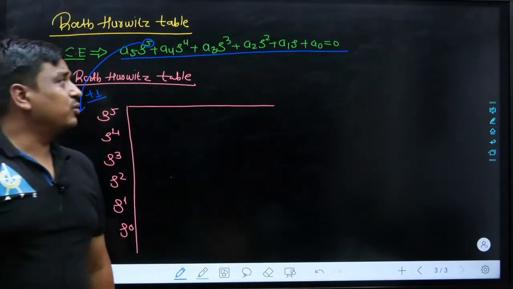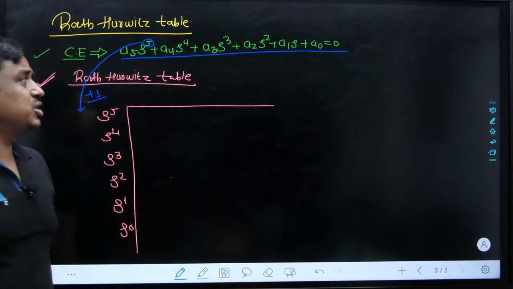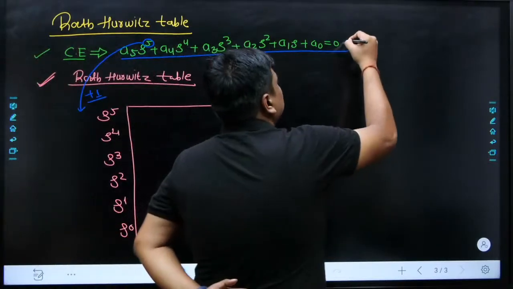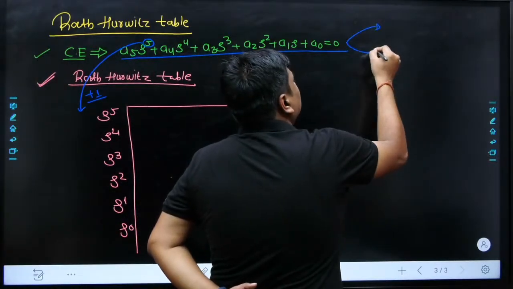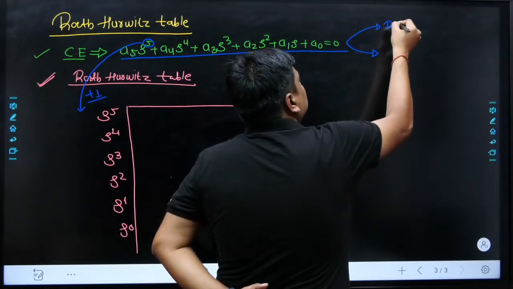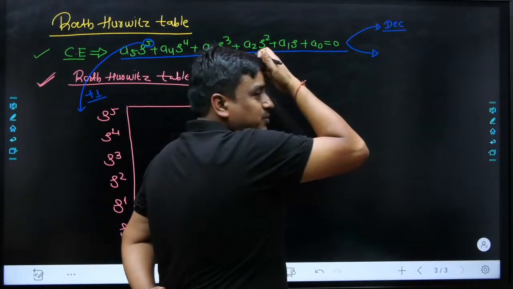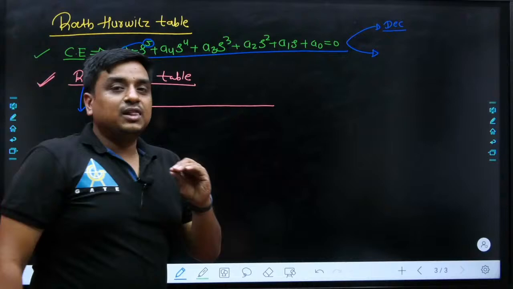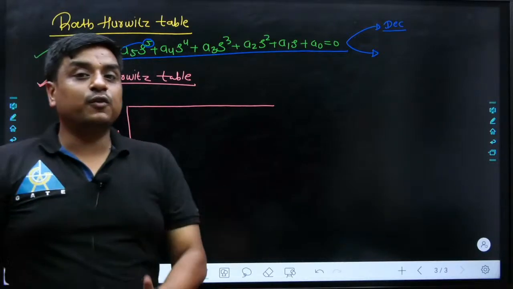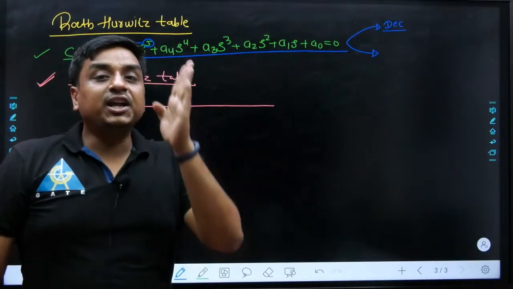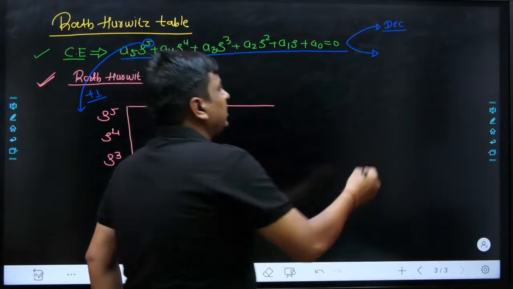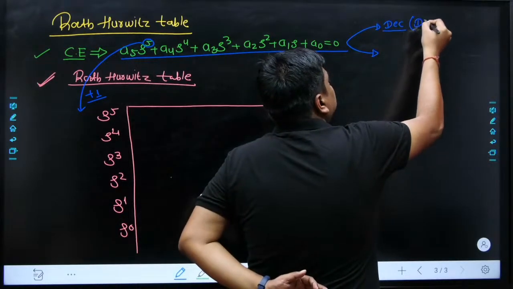See what is happening over here. Whenever you come across the characteristic equation, at least 2 things you have to ensure. What are they, sir? Tell me. First, you have to arrange the algebraic equation in the form of decreasing degrees of polynomial, DDP.